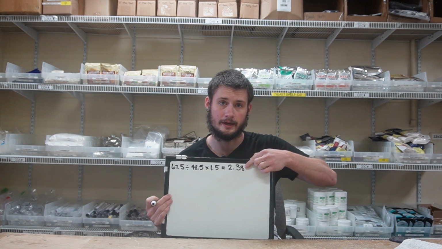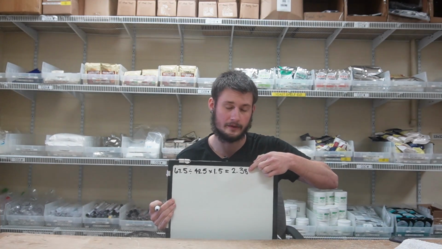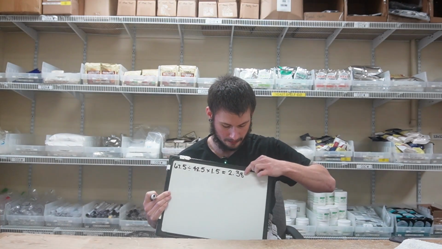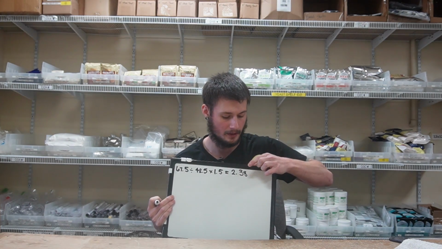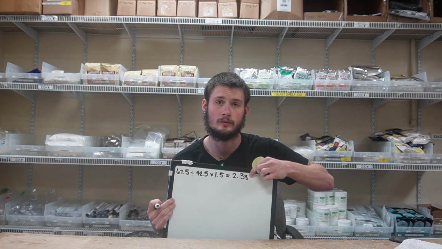And here is going to be your total yield after everything's said and done. You'll have 2 gallons, a little under 2.5 gallons of 85 proof spirit when you're all said and done.